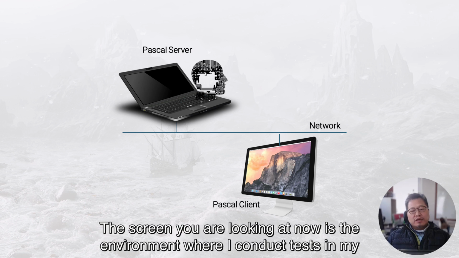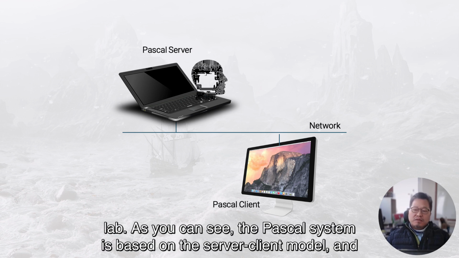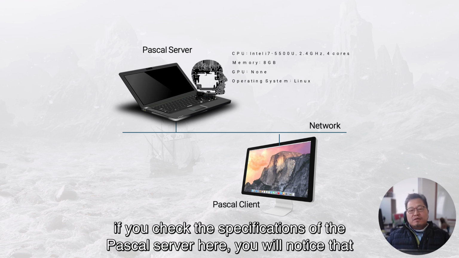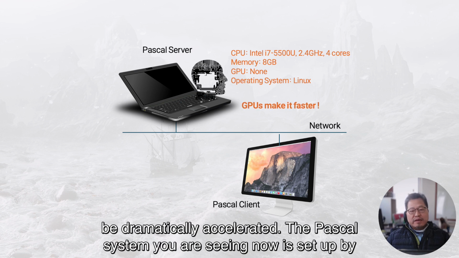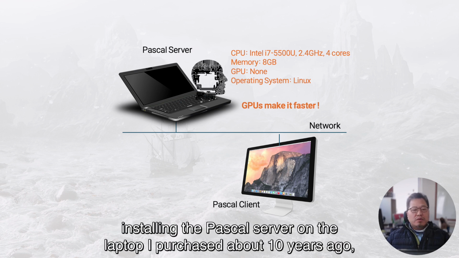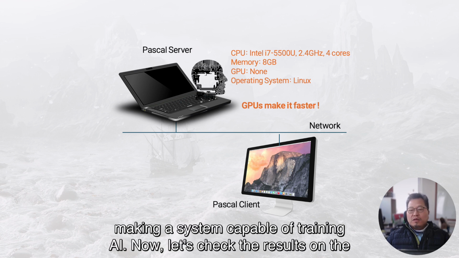The screen you are looking at now is the environment where I conduct tests in my lab. As you can see, the Pascal system is based on the server client module. And if you check the specifications of the Pascal server here, you will notice that it doesn't have a GPU. Of course, if it had a GPU, the AI's training speed could be dramatically accelerated. The Pascal system you are seeing now is set up by installing the Pascal server on a laptop I purchased about 10 years ago, making a system capable of training AI.